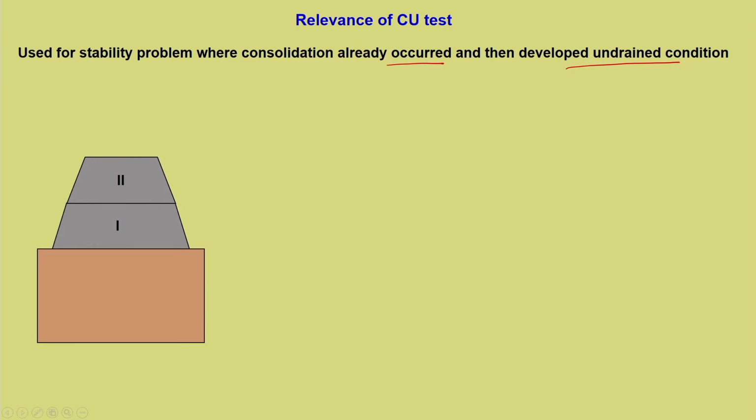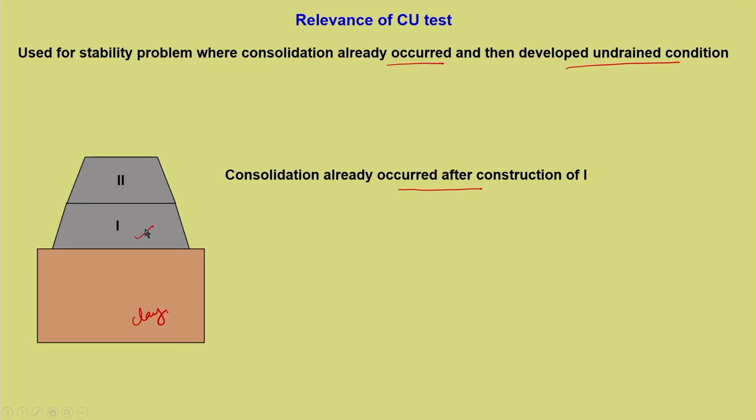Now, what is the relevance of the CU test? It is used for stability problems where consolidation has already occurred and further loading develops an undrained condition. For example, there is a typical case of an embankment construction. Let us say this is a clay, and consolidation already occurred when you constructed this particular one.